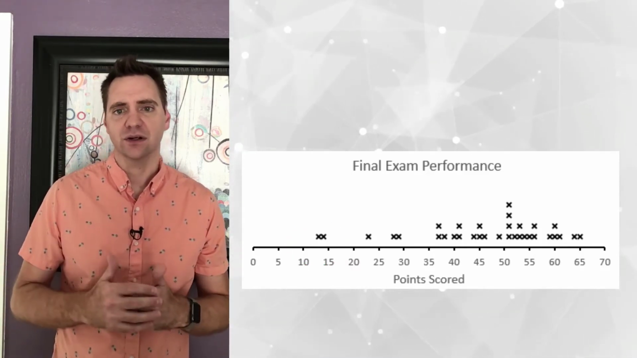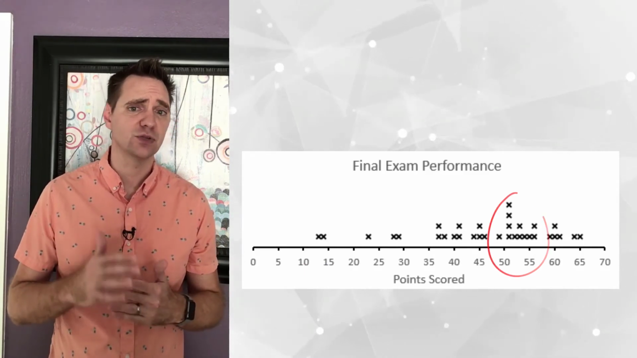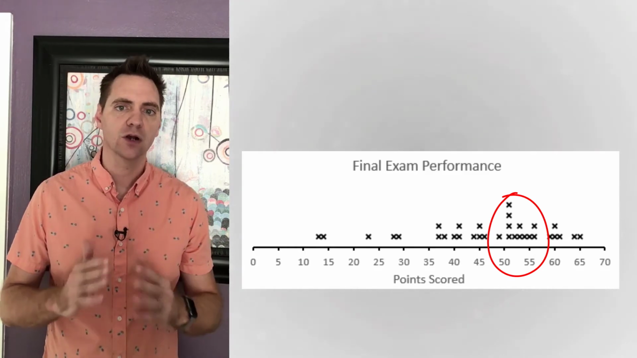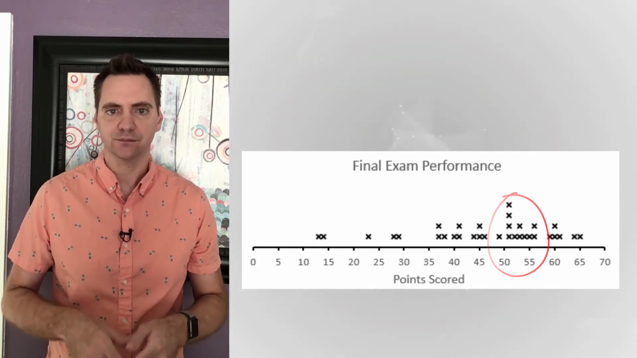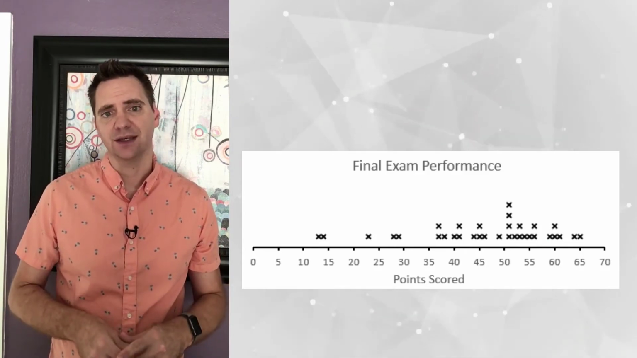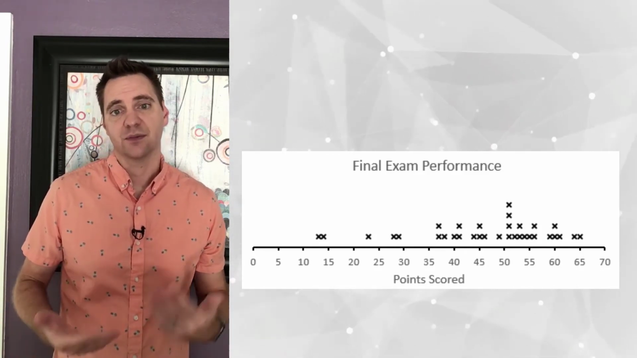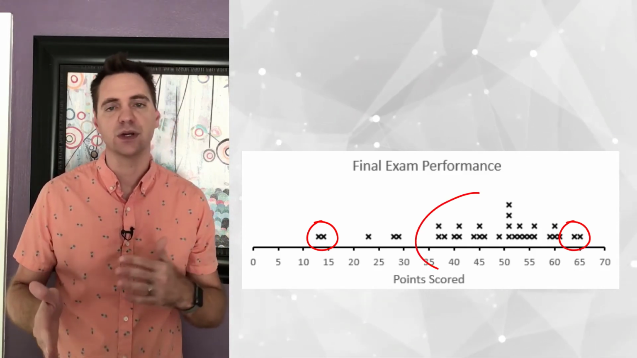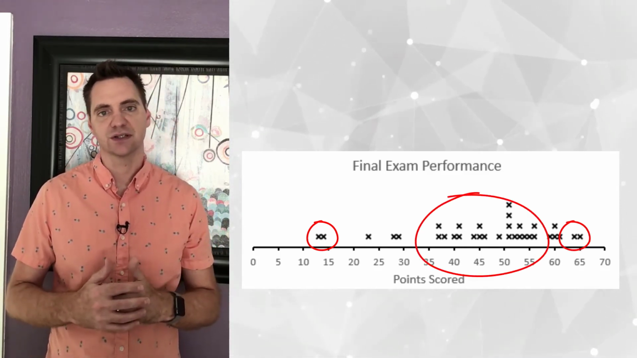For center, I had a large number of students scoring between 50 and 55 points. That's where the peak lies and also where the largest cluster of student scores is located. For spread, without having any more specific calculations to make, I would look at the range. My students score between 13 and 65 points, but the majority of them score between about 35 and 55 points.